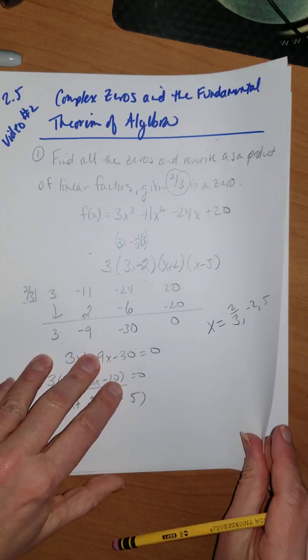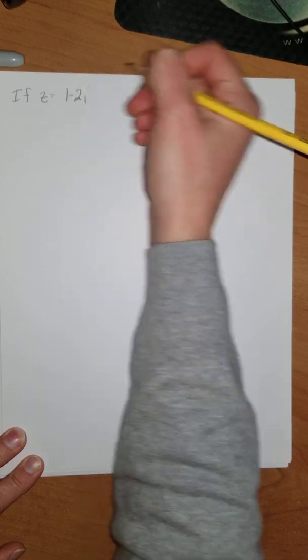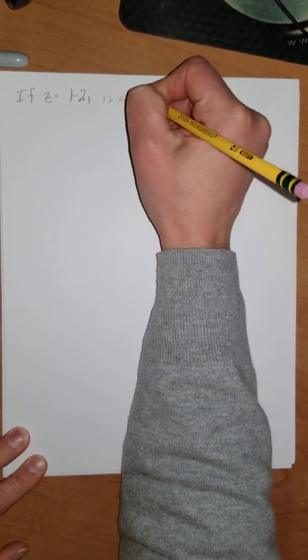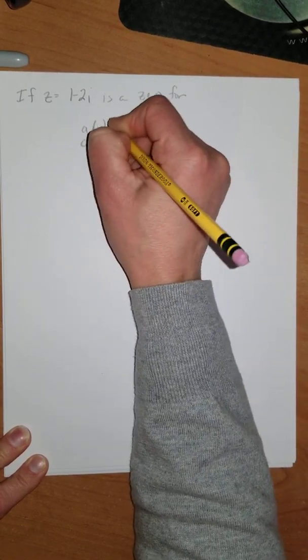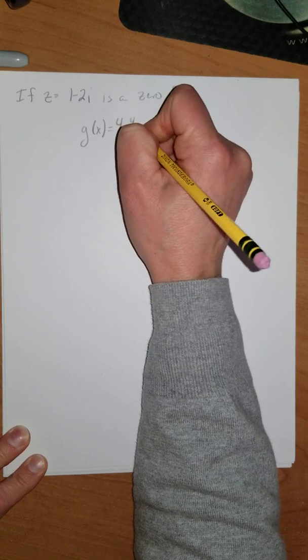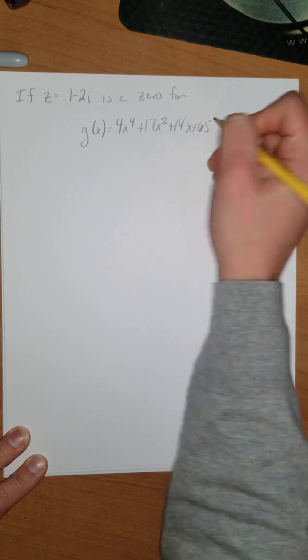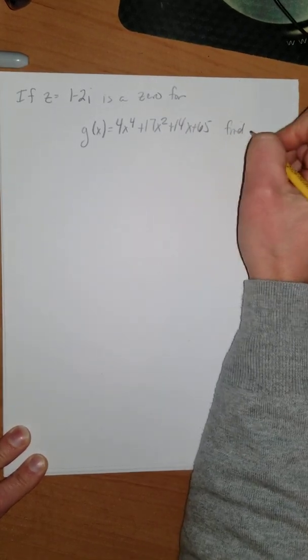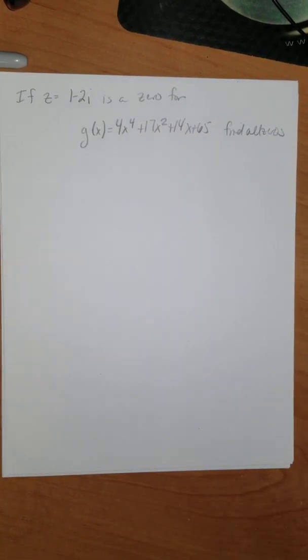All right, so that's just a little review of some of the things that we have been doing. Okay, next thing. If I give you a zero, you should be able to find all the zeros. So let's say z equals 1 minus 2i is a zero for, here we go, I'm going to call this g of x equals 4x to the 4th plus 17x squared plus 14x plus 65. We're going to find all the zeros. Now, it's a 4th degree polynomial because it's an x to the 4th, so we're definitely going to find 4 zeros, which is good.